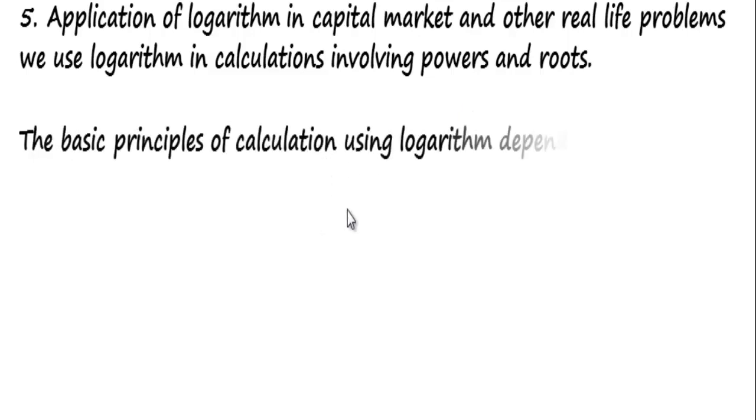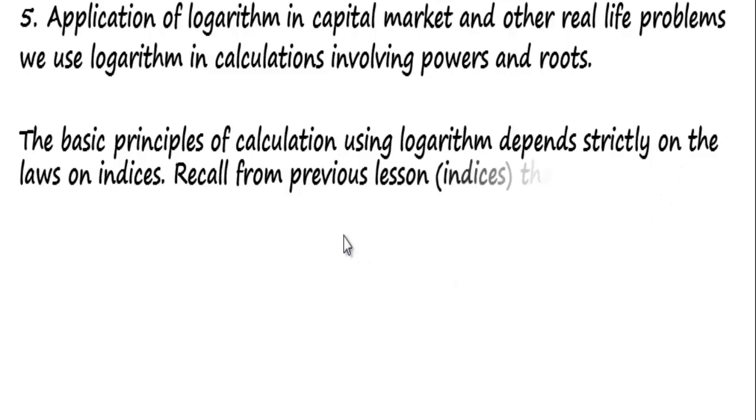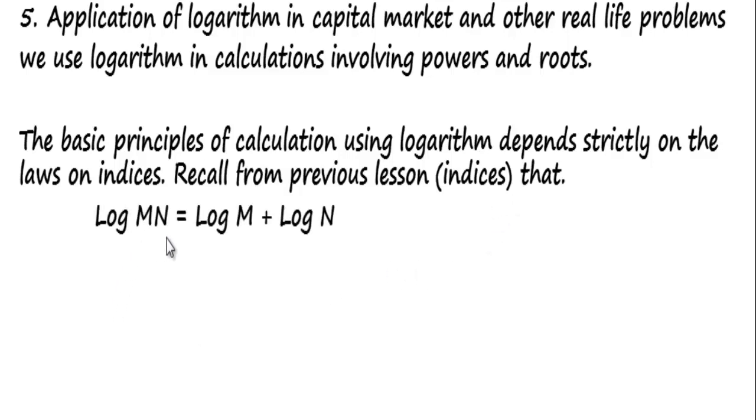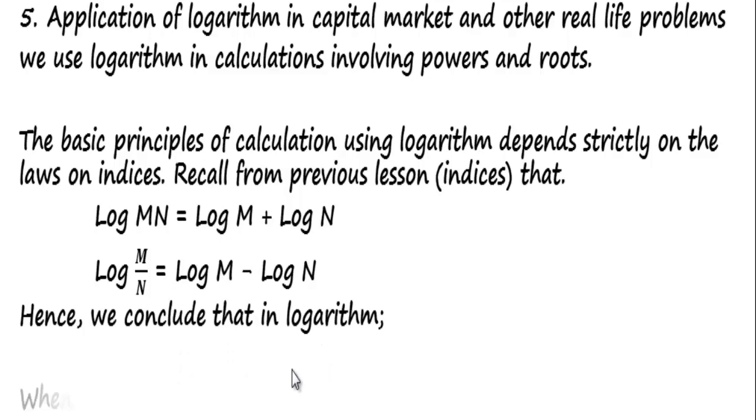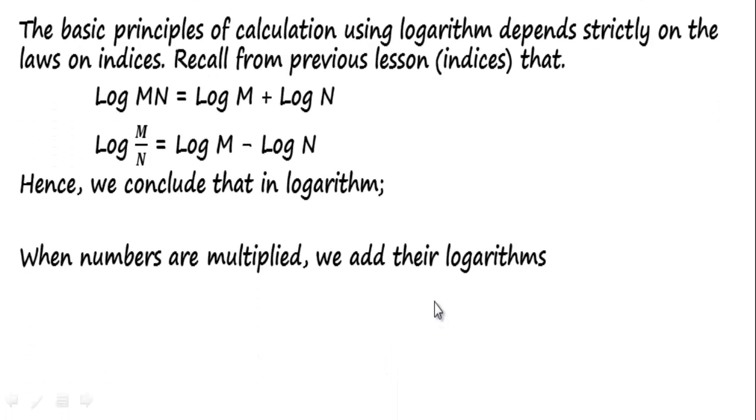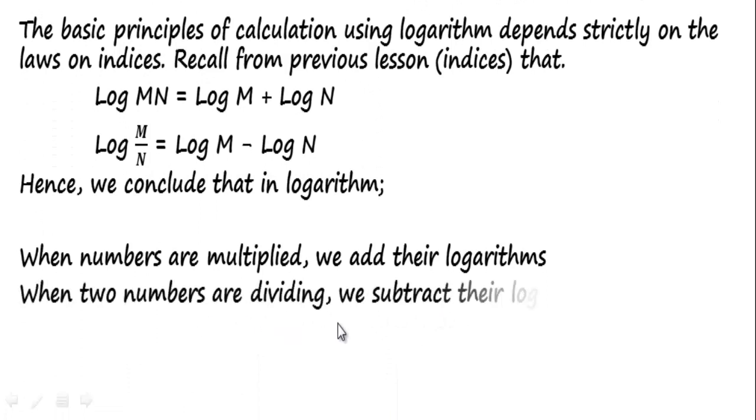The basic principle of calculation using logarithm depends strictly on laws of indices. Recall from previous lessons, that is indices, that log mn, that is m times n, will be equal to log m plus log n. Of course, you know, log m divided by n will be equal to log m minus log n. Hence, we conclude that in logarithm, when numbers are multiplied, we add their logarithms. When numbers are divided, we subtract their logarithms. Are you following? I repeat, when numbers are multiplied, we add their logarithms. When numbers are divided, we subtract their logarithms.